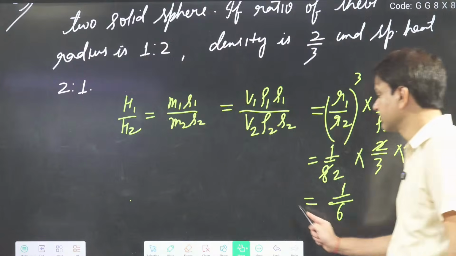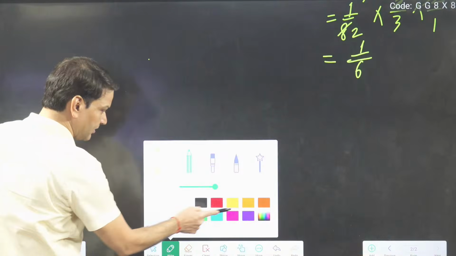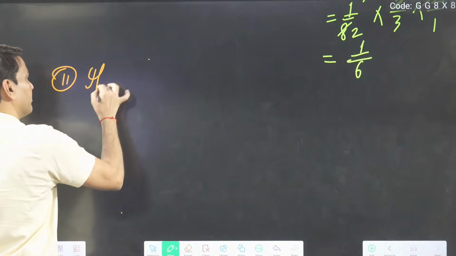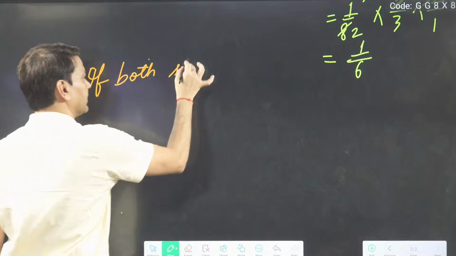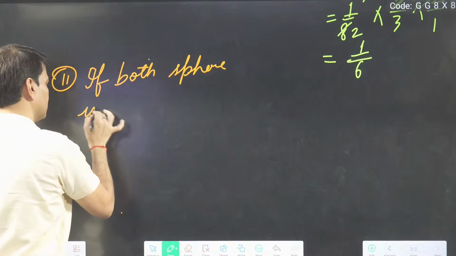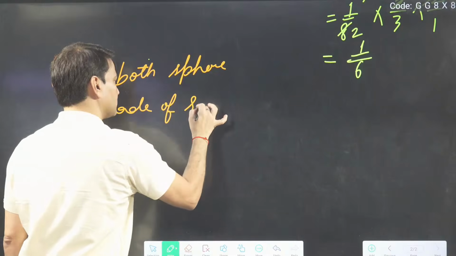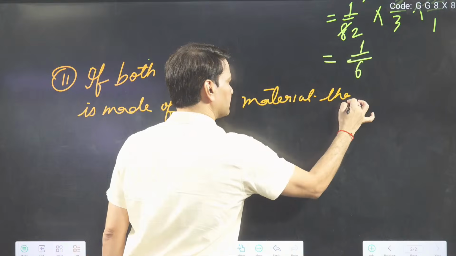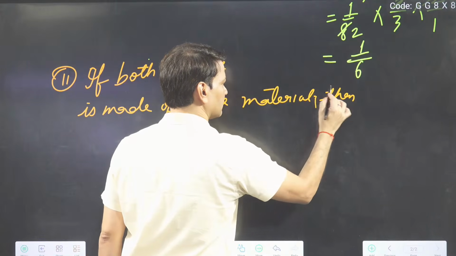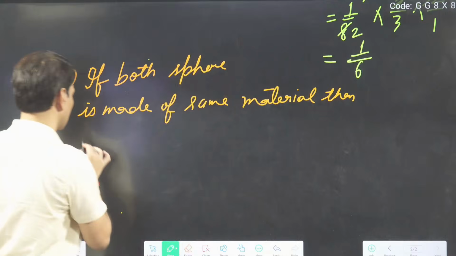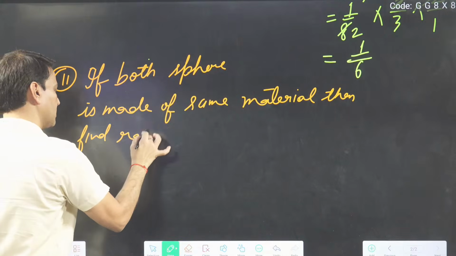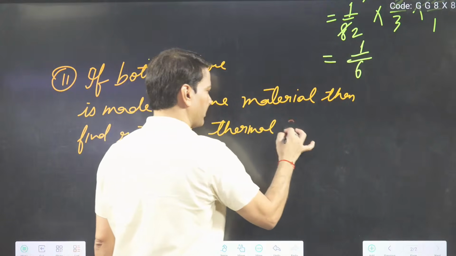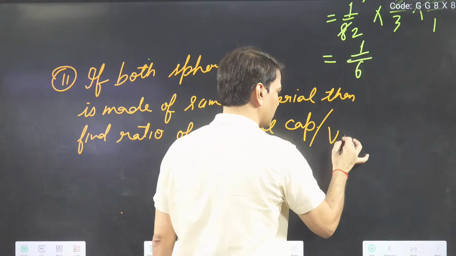Most of the students got the answer. Okay. Second part, suppose I am saying if both spheres are made of the same substance or same material, then find the ratio of thermal capacity per unit volume.